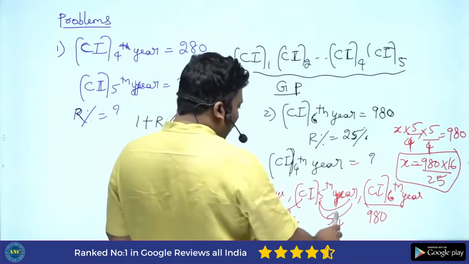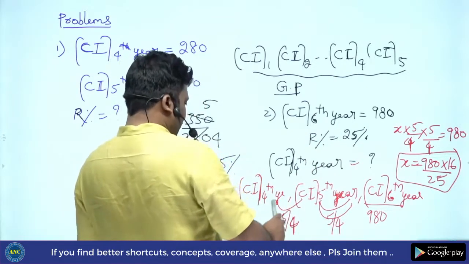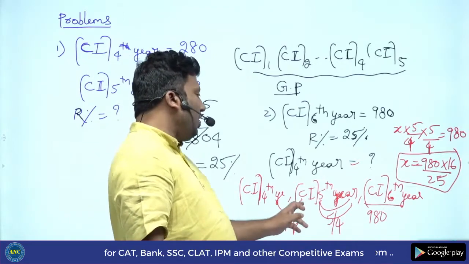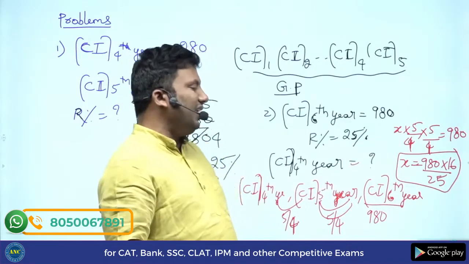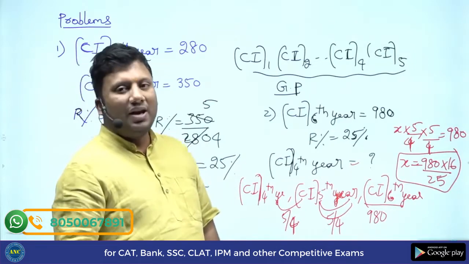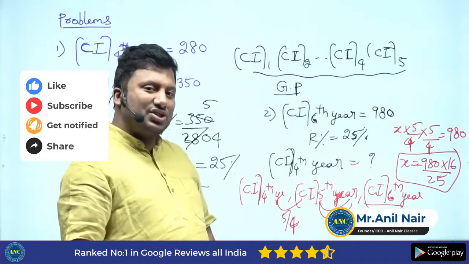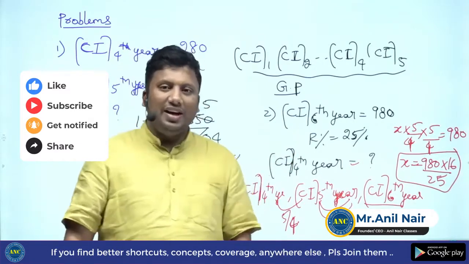1 plus 1 by 4, 5 by 4. So this value into 25 by 16 is 980. So that value will become 980 into 16 by 25. I hope the idea is clear.